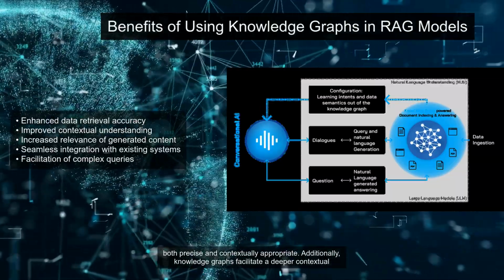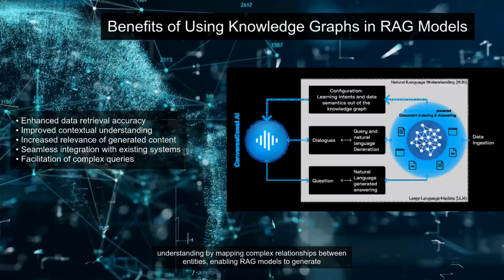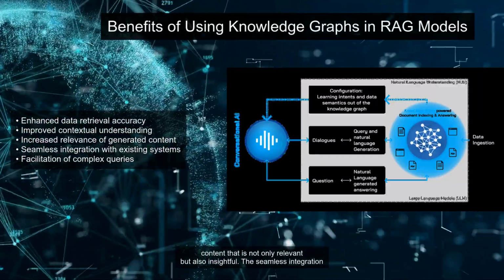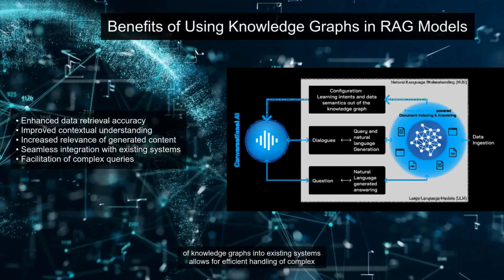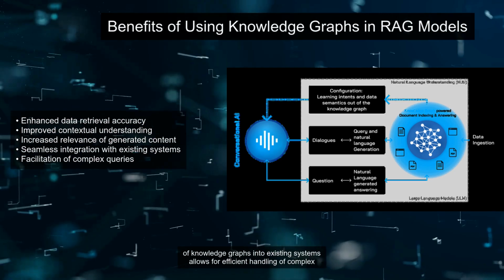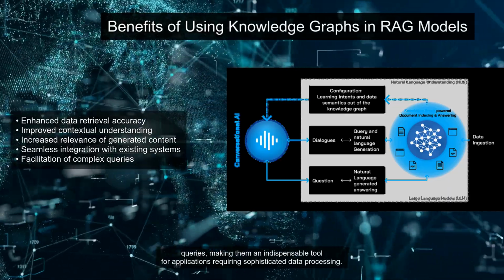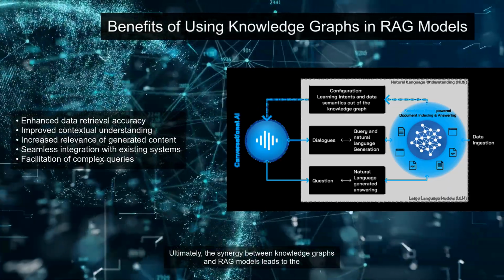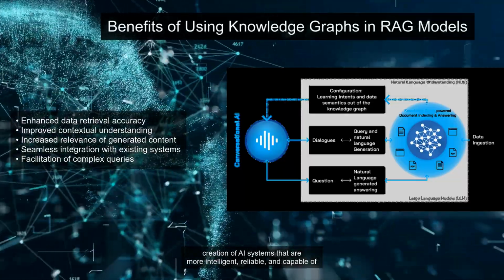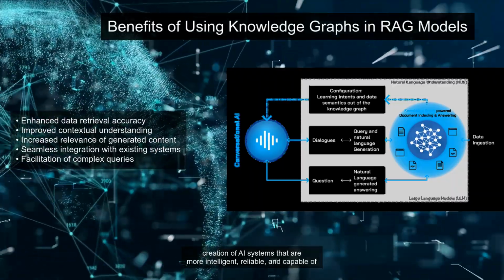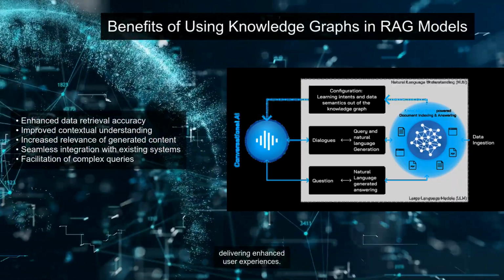Additionally, knowledge graphs facilitate a deeper contextual understanding by mapping complex relationships between entities, enabling RAG models to generate content that is not only relevant but also insightful. The seamless integration of knowledge graphs into existing systems allows for efficient handling of complex queries, making them an indispensable tool for applications requiring sophisticated data processing. Ultimately, the synergy between knowledge graphs and RAG models leads to the creation of AI systems that are more intelligent, reliable, and capable of delivering enhanced user experiences.